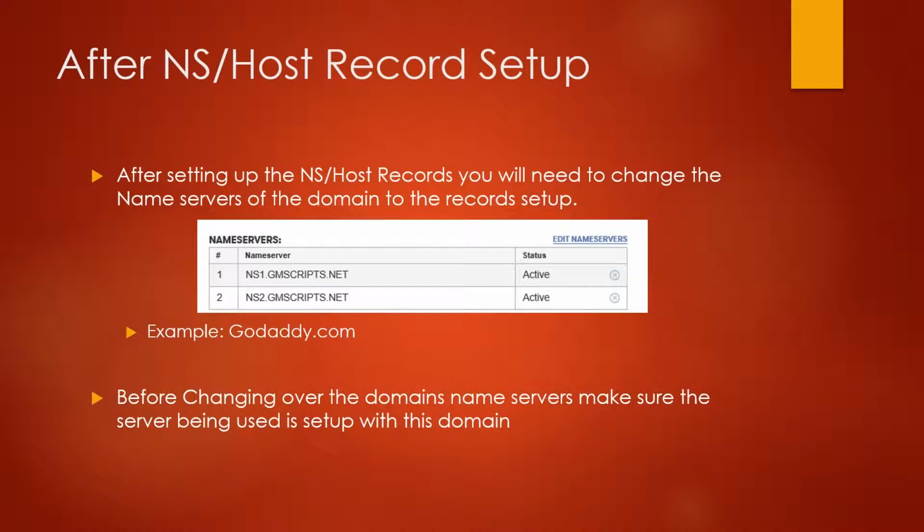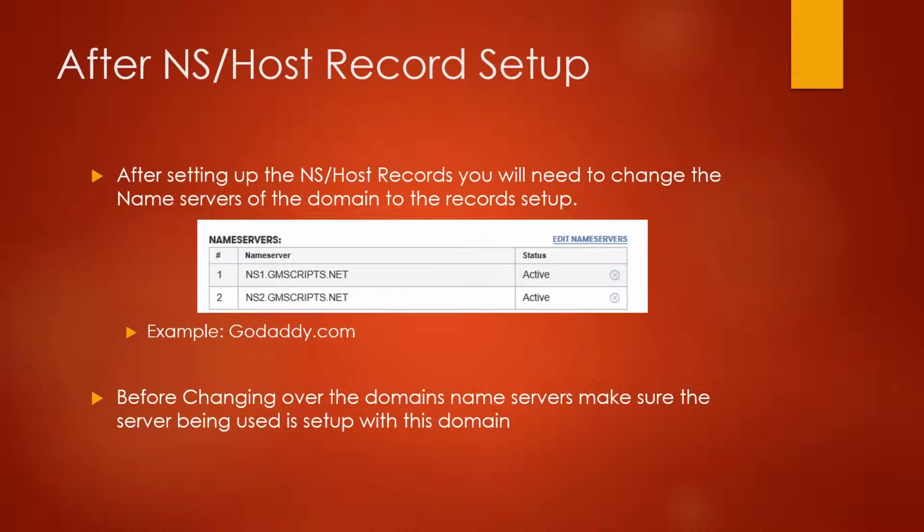Okay. So after you set up your NS records, it can take 1 to 2 hours to process, up to 24 to 48 hours, but usually it's pretty quick. Now, after you set those up and you know they're live and they're at least working in general, you can actually go to your name server section on your domain and change your name servers.